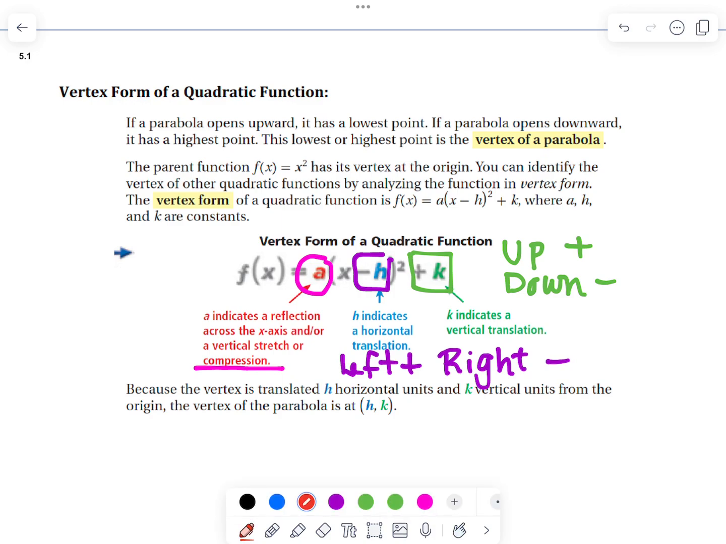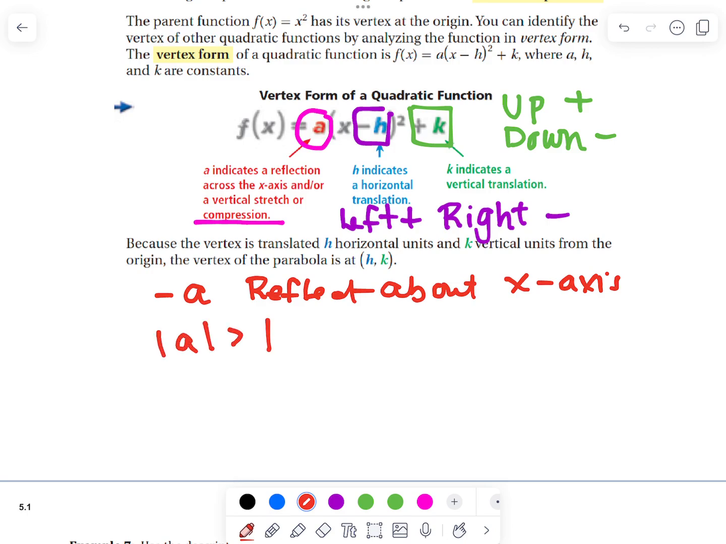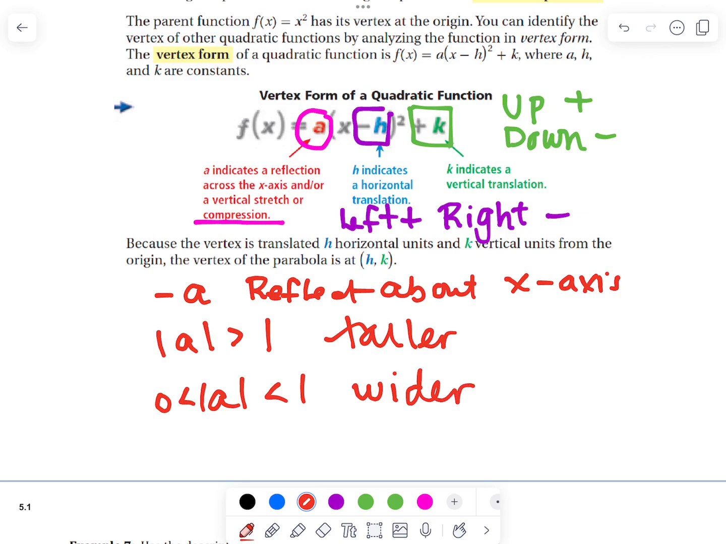And then our A, if we have a negative A, it's going to reflect about the x-axis. And then we had our A numbers. If our number is greater than 1, it's going to look taller. If our number is a fraction, it's going to get wider.